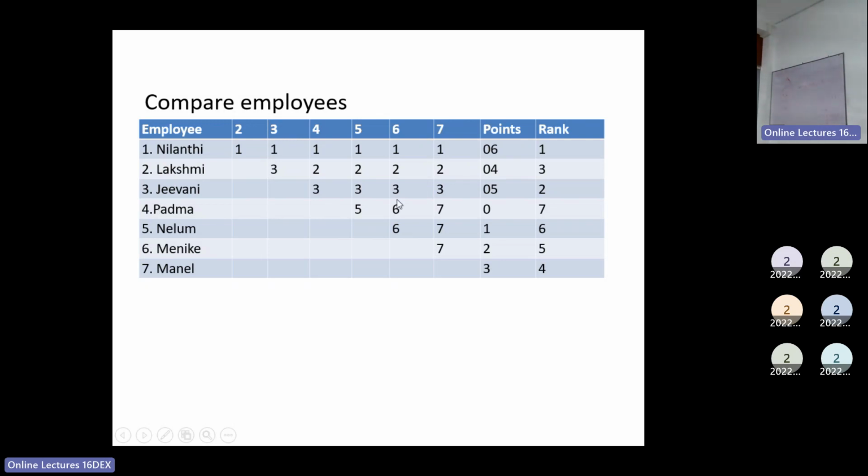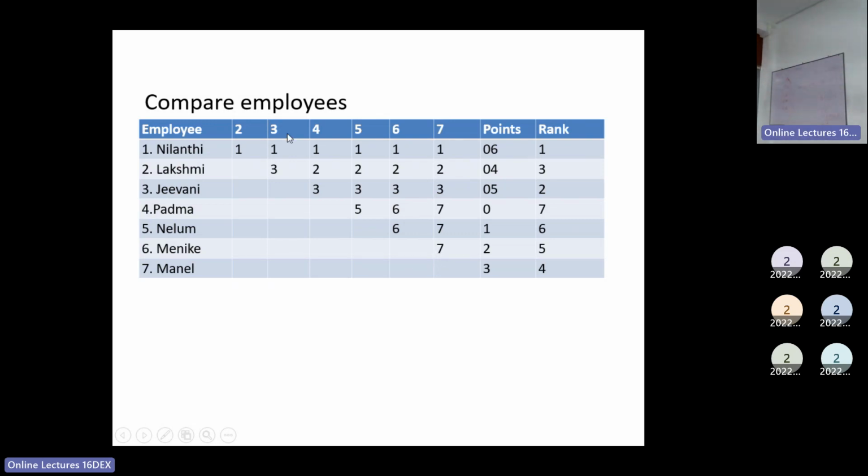When Jeevani is compared with Mane, who is the best? Jeevani. When Padma is compared with Manike, who is the best? Manike is the best. Right? Okay. Right, when Manike is compared with Mani, who is the best? Mani is the best. So Mani's label is 7.